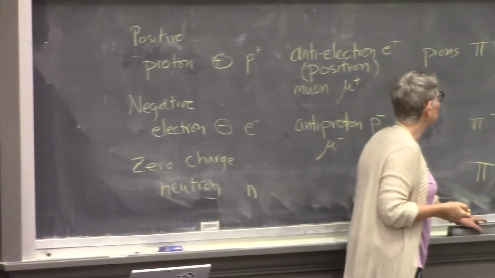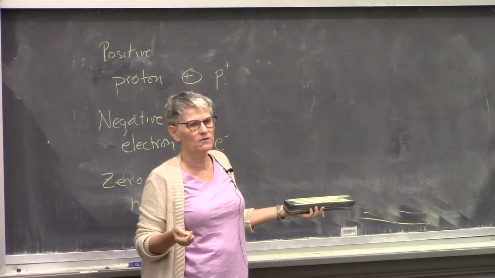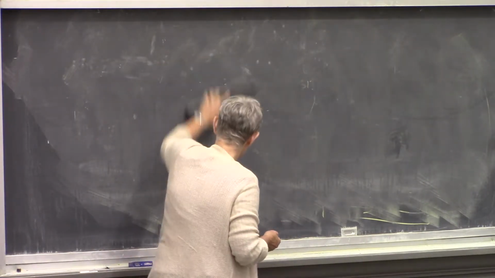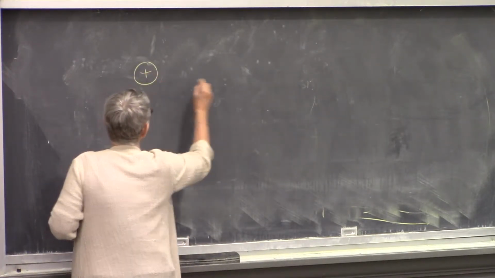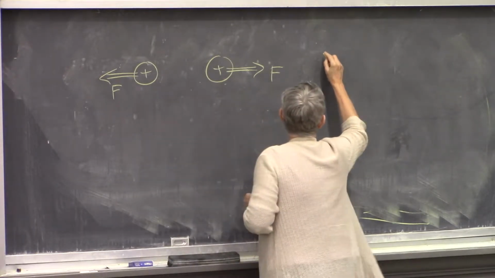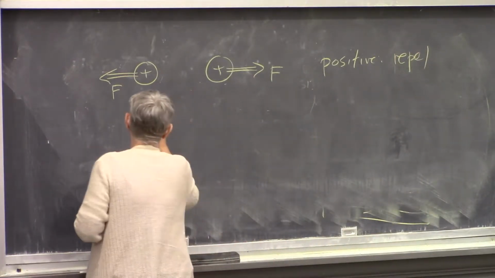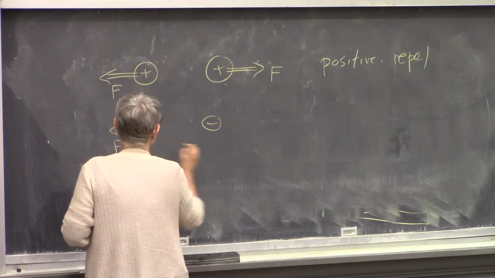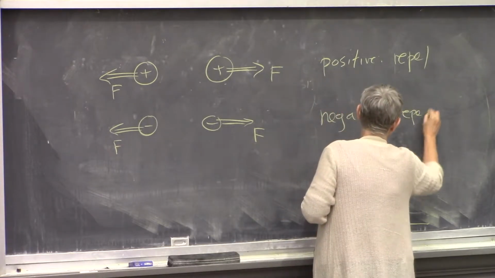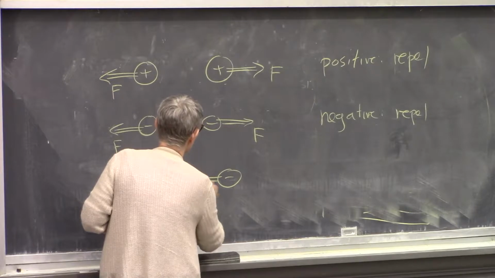So how do electric forces work? Well, they're more interesting than gravitational forces because in gravitational forces everything attracts everything else, but electric forces can be either attractive or repulsive, which leads to some much more interesting dynamical behavior. So we found by experiment that two positive charges repel each other. And two negative charges also repel each other. But a positive charge and a negative charge actually attract each other.